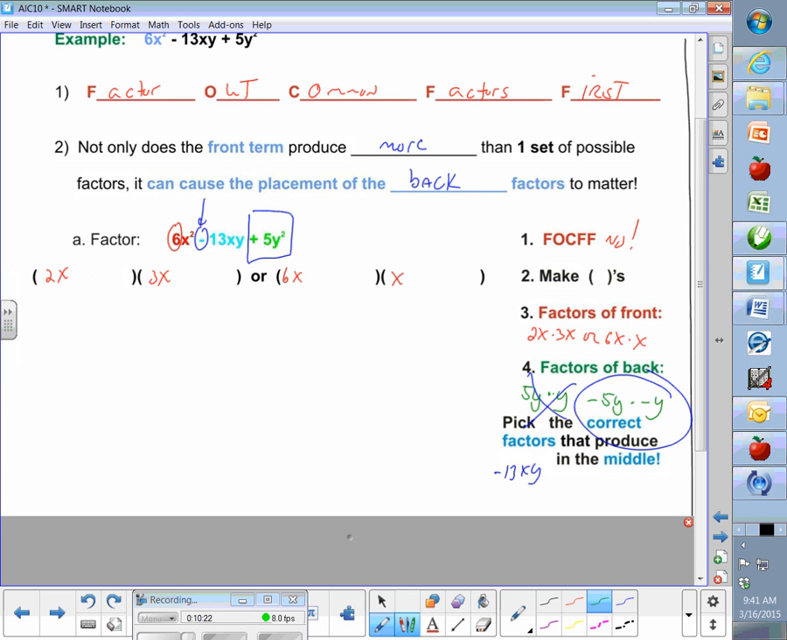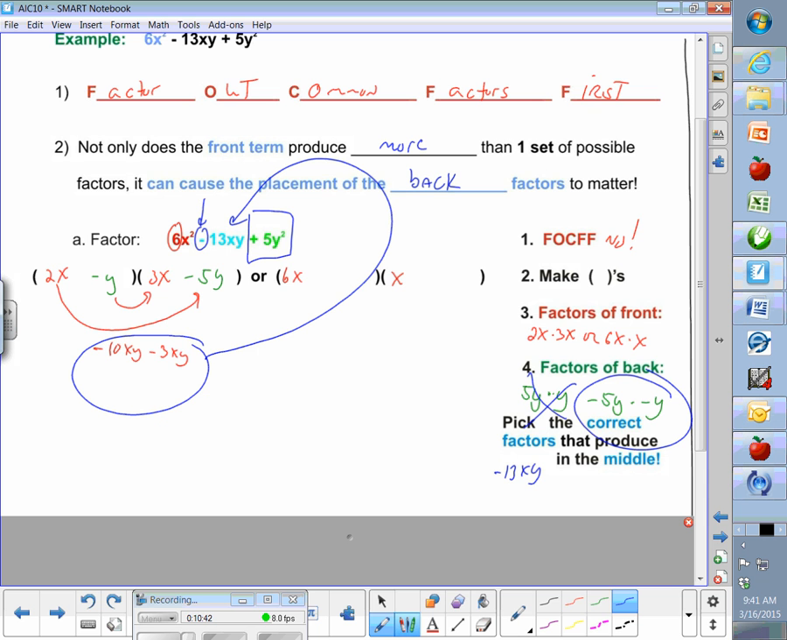2x minus y and 3x minus 5y. All right, so let's check out Kyle's choice. Outer times outer is a negative 10xy. Inner times inner is a negative 3xy. Does that equal our middle of negative 13xy? Yes, it does. That's the correct pair. That is the correct factorization.